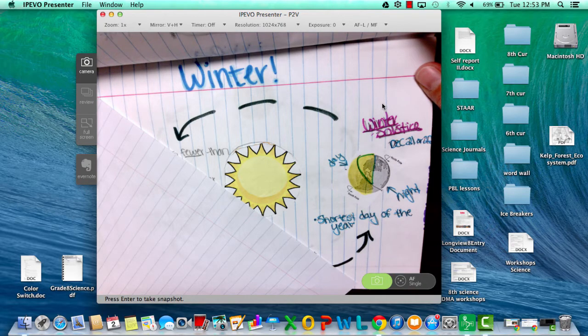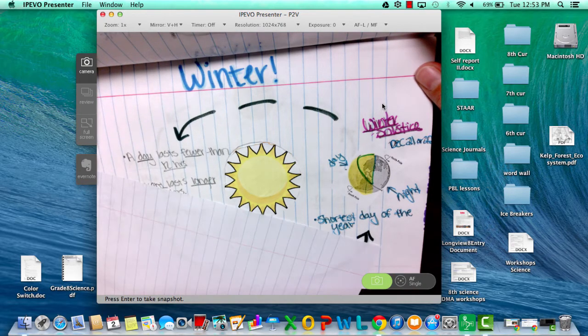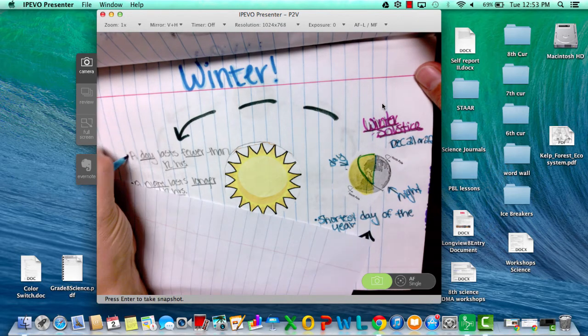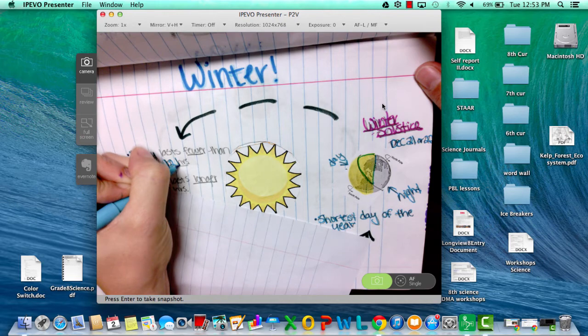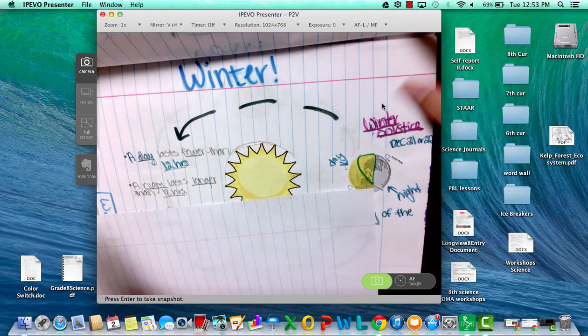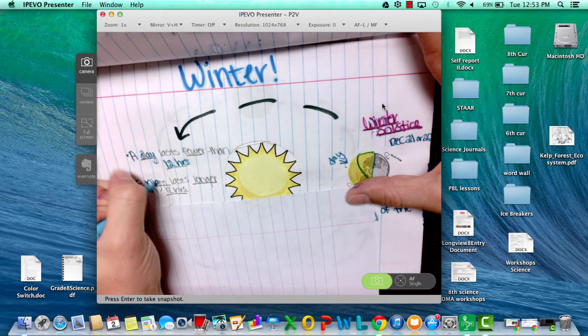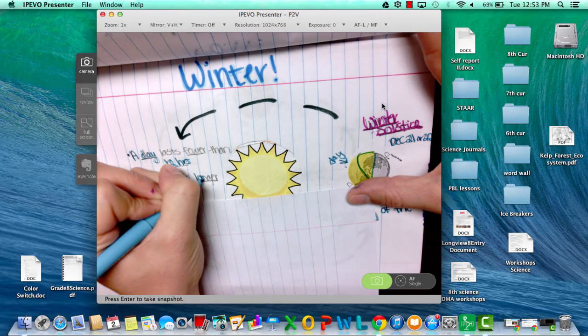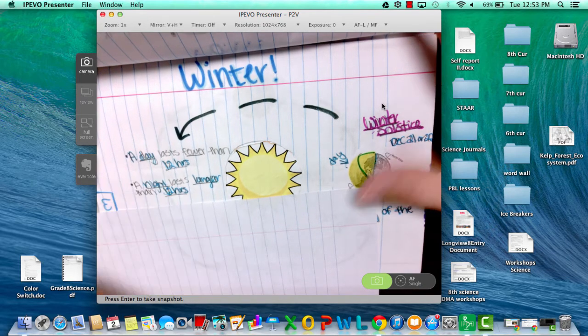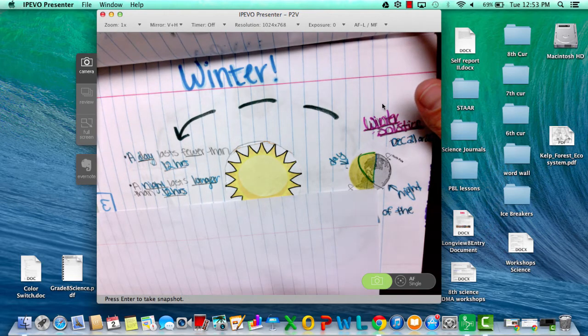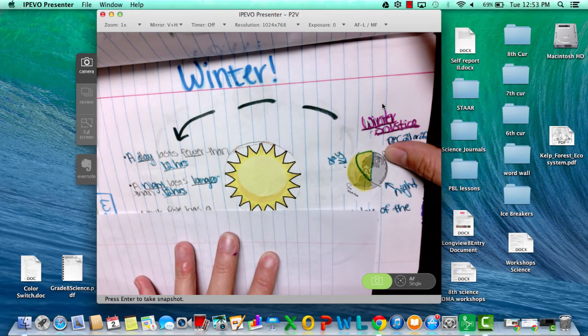Okay, so what else is special? If you notice, a day lasts fewer than 12 hours, and a night lasts longer than 12 hours. And you probably all realize that it's always darker in the winter. That's not just because of daylight savings. That is because we're tilted away.